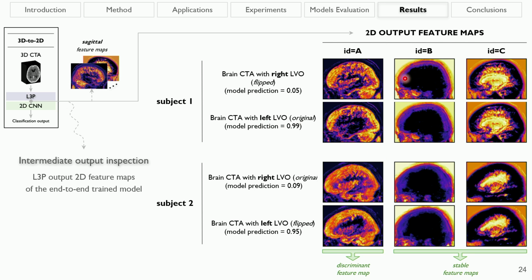Here you can see 3 of the feature maps that were obtained, and for some of them we observed that, like the ones with ID B and C, they remained stable regardless of the LVO location. They do not change regarding the location of the LVO. However, some other feature maps, like the one with ID A, showed statistically different densities inside the brain region depending on the location of the LVO. Thus, these discriminant feature maps are probably the ones responsible for the LVO location encoding that led to the correct prediction of this task.